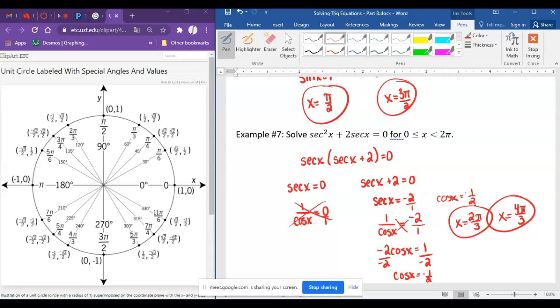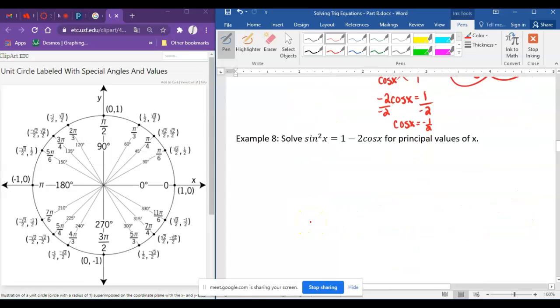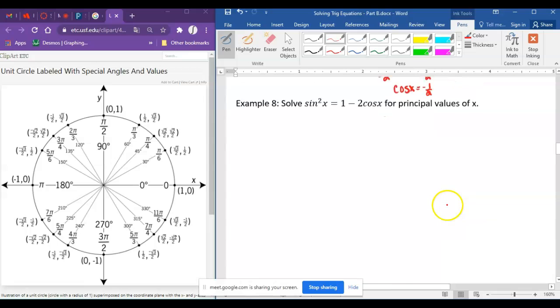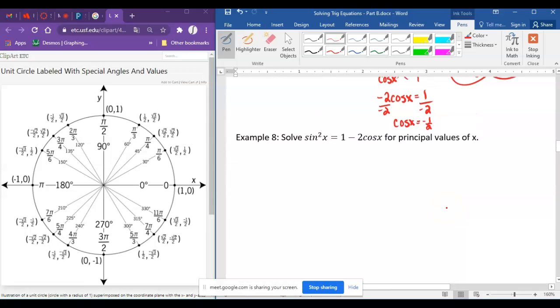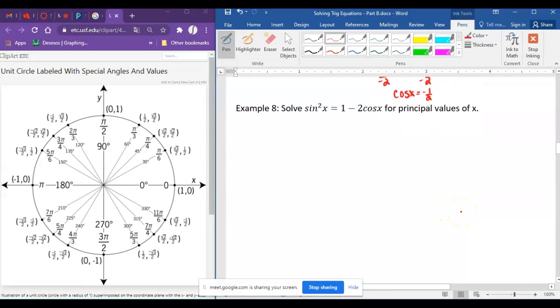Okay, questions on 7? All right, so 8 is our last example that we're going to do. So for 8, we're asked to find sine squared x equals 1 minus 2 cosine x. Okay, that's fine, Selena. This is our last one. We're almost done. So sine squared x equals 1 minus 2 cosine x.